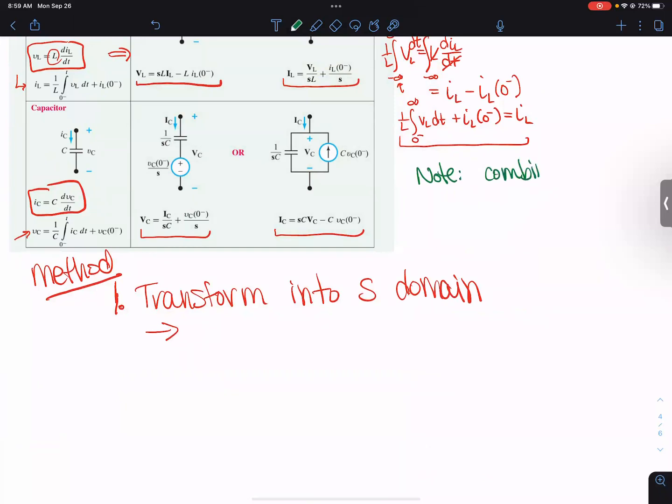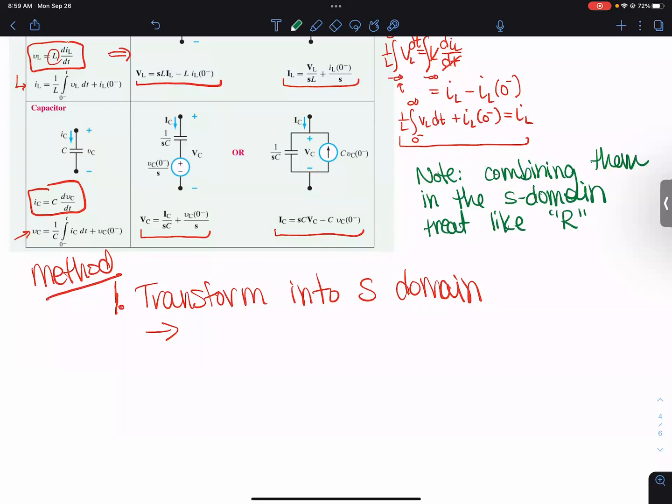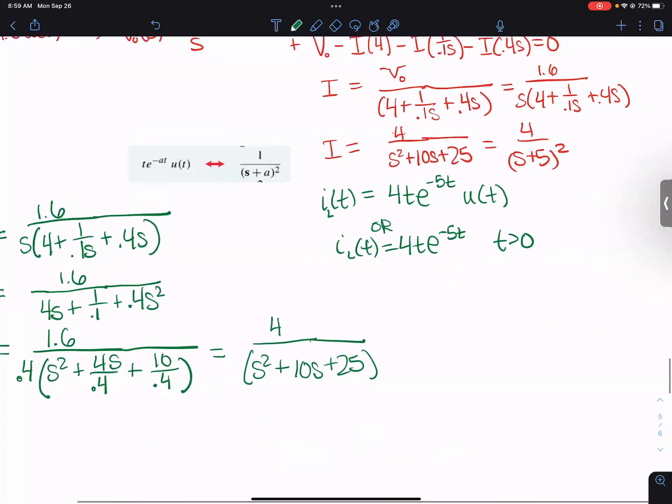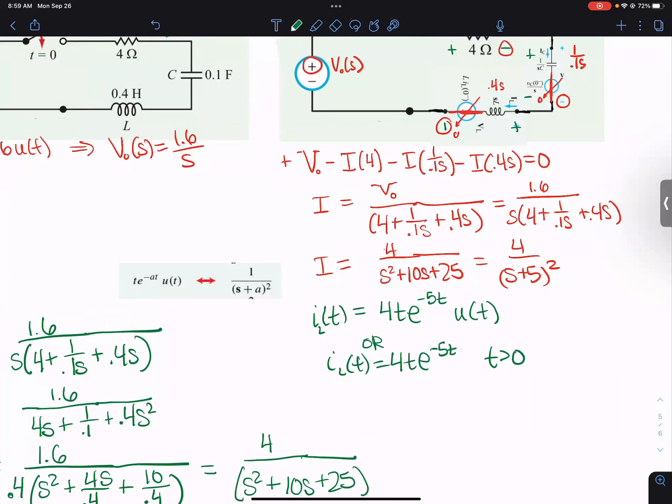So combining them in the S domain is treat it like a resistor. We just add them together. You could just add them all together. Yep, so here you can see how they would have just added all together. And so we could have already just combined them all together and just done V over R for the current, which is what this is. It's V over the summation of those.